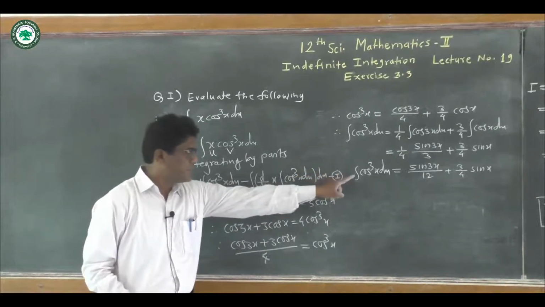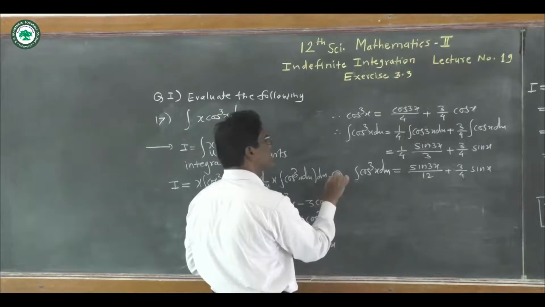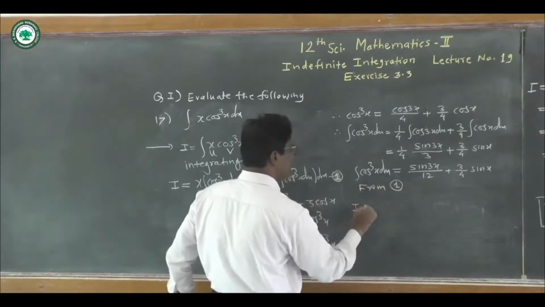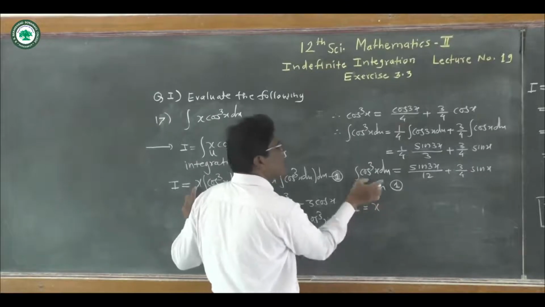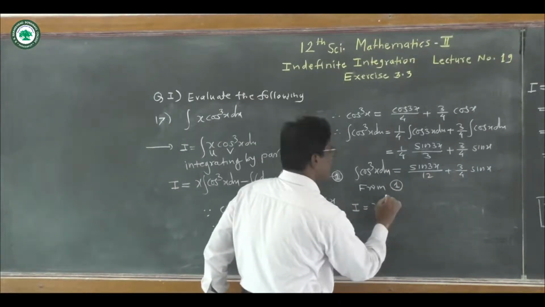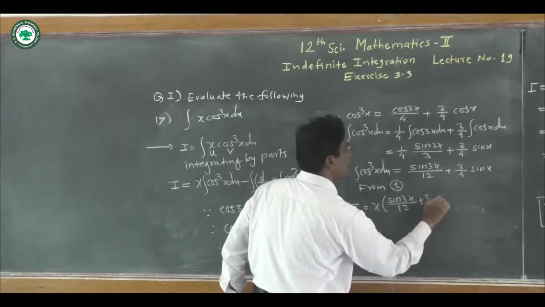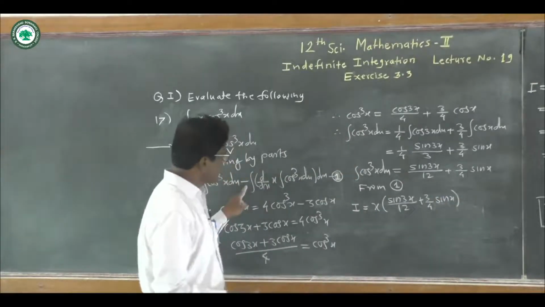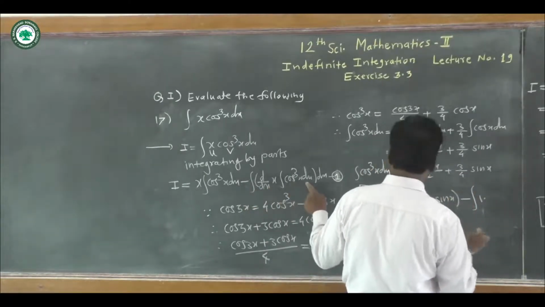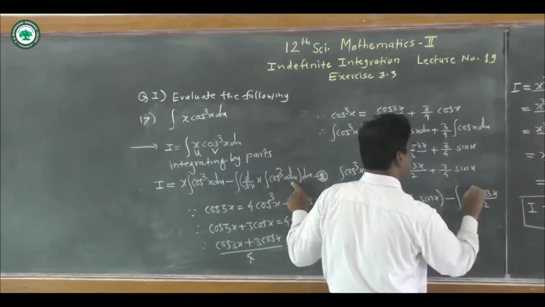And now we put the value of integration of cos cube x dx here, and therefore the required integral I becomes: I is equal to x times the integration of cos cube x dx, which is sine of 3x upon 12 plus 3 by 4 into sine x, then minus the integration of d by dx of x, which is 1, into the integration of cos cube x, where the integration of cos cube x is sine of 3x divided by 12 plus 3 by 4 into sine x, and dx.